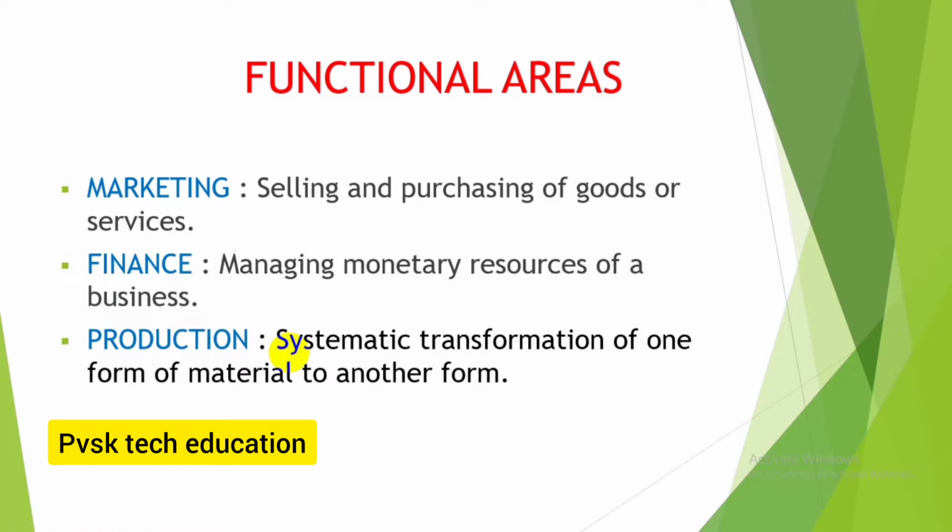Next one, production. Production may be defined as the systematic transformation of one form of material into another form. We can transform the base material into the end product with a view to making it more useful to the end user. So production may be explained as the process through which some value is added to the base material or intermediate product. The value addition may take place at each stage of production.